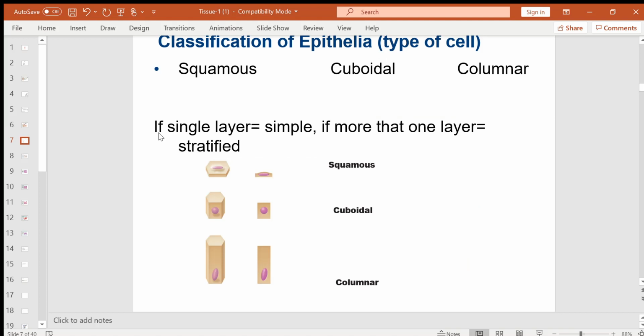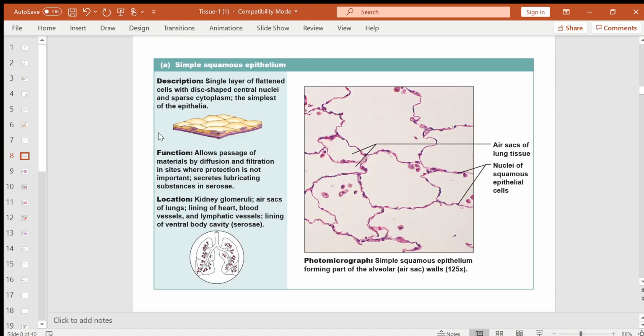Now, in the next few slides, I will show you how different types of epithelial tissues look under the microscope, the histology of the epithelial tissues. And also, I will mention a couple of important locations where you will find that particular type of epithelial tissue. Okay, let's first start with simple type, single layer.